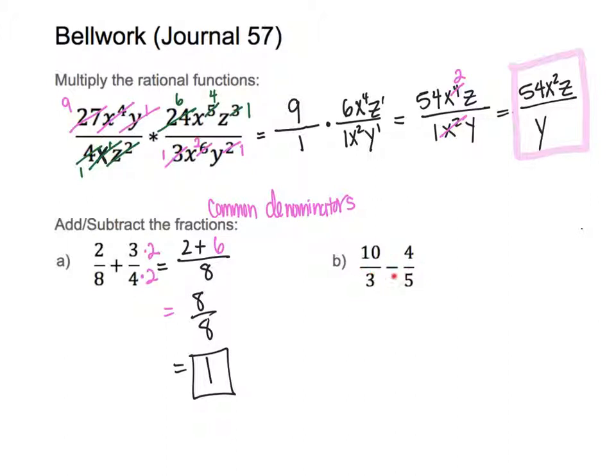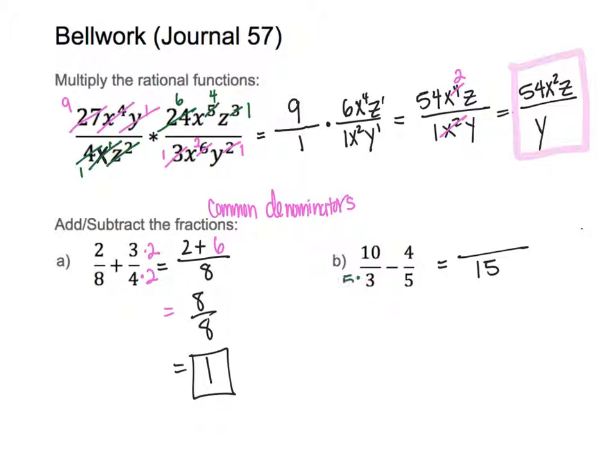This one I'm subtracting, but subtracting is the same. You need to find a common denominator. So this one's a 3, this one's a 5. What can 5 and 3 both be? Well, in this case, 15 might be a good choice as our common denominator. So if I choose 15, I have to multiply this 3 by 5. So that's what I'm going to do.